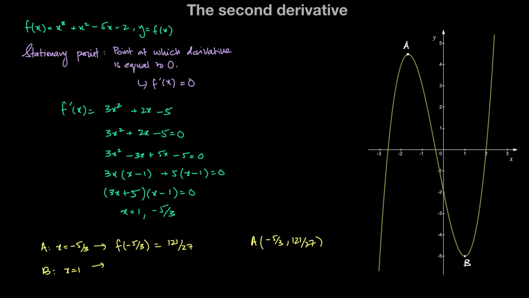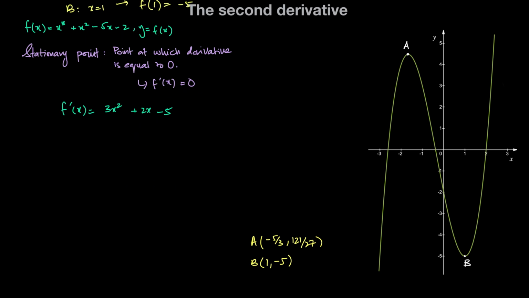So the y coordinates will simply be f of 1. And f of 1 over here is easier to calculate. We just have 1 plus 1 minus 5 minus 2, and that gives us negative 5. And therefore the coordinates of the point B over here are 1 comma negative 5. So we found the coordinates of the points A and B over here.